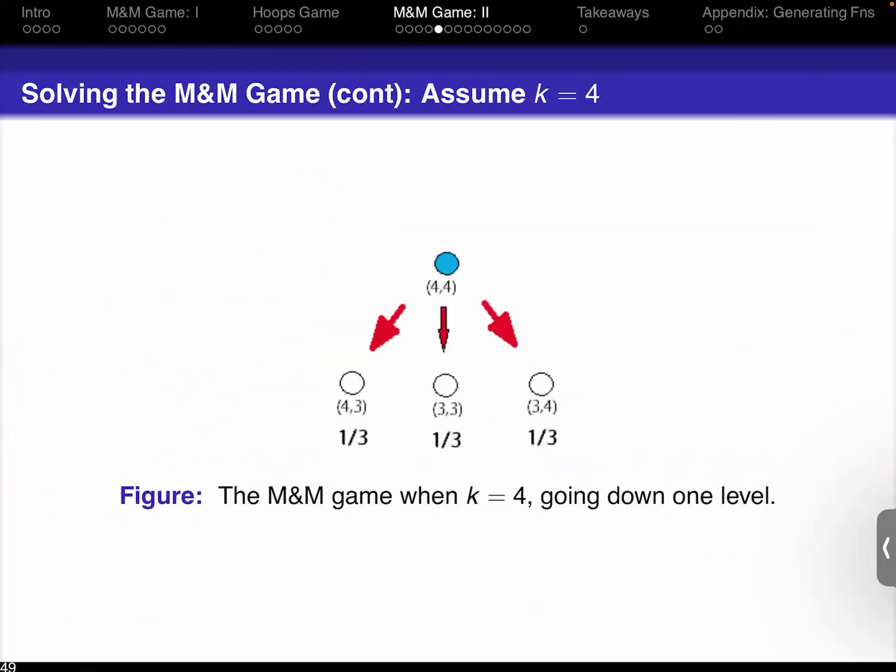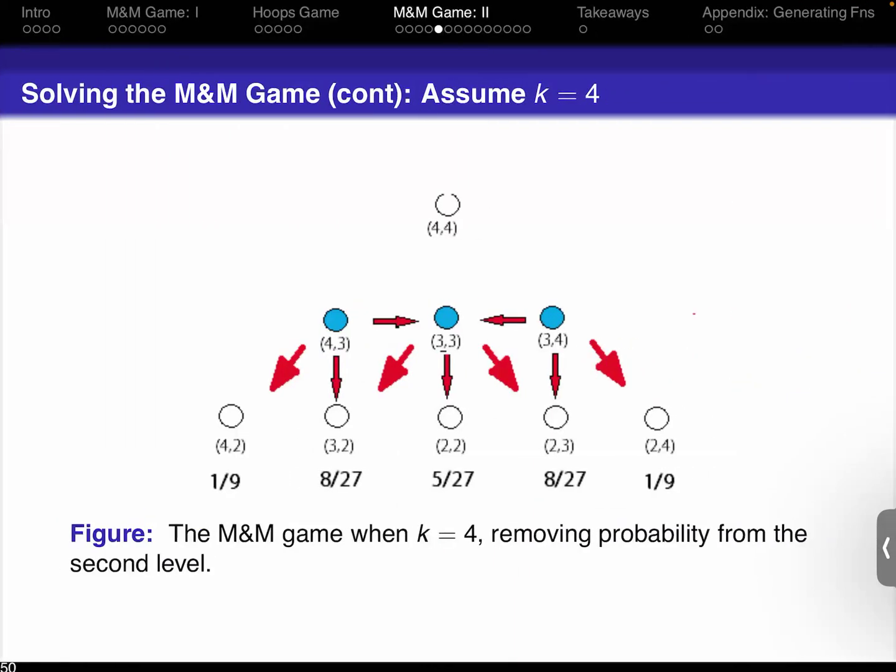So let's do it slowly. We start off at 4-4, and then 1/3 of the time we move to either 4-3, 3-3, or 3-4. And now for each one of these, we can see what happens next. The 4-3 goes down and to the right to 3-3. The 3-4 goes down and to the left to 3-3. So I'll send the 4-3 and the 3-4 down first, and I'll increase the probability of being at 3-3, and then I'll send that down.